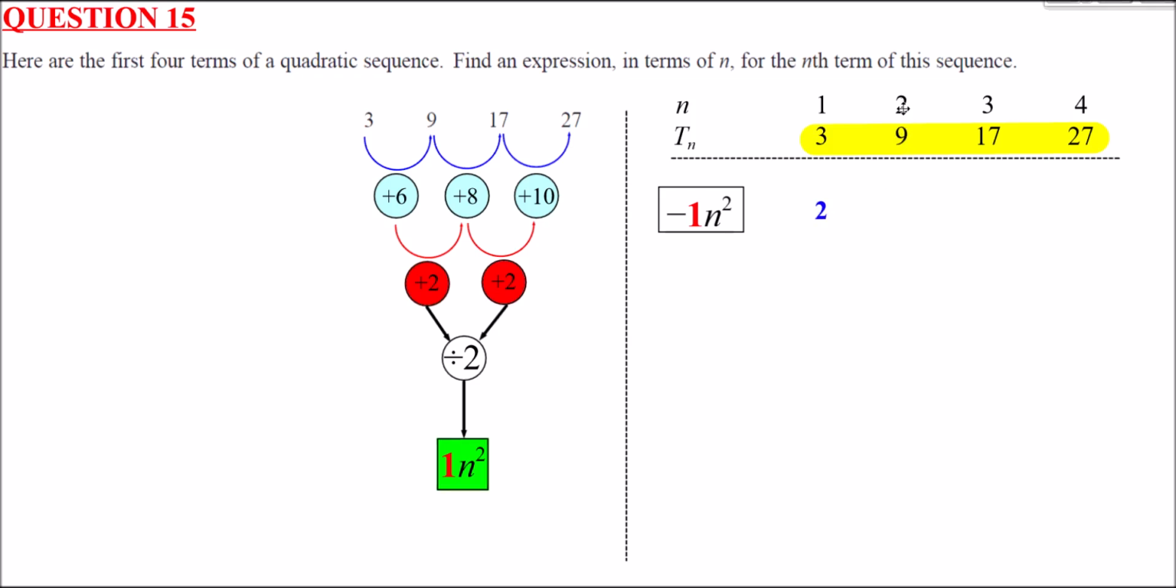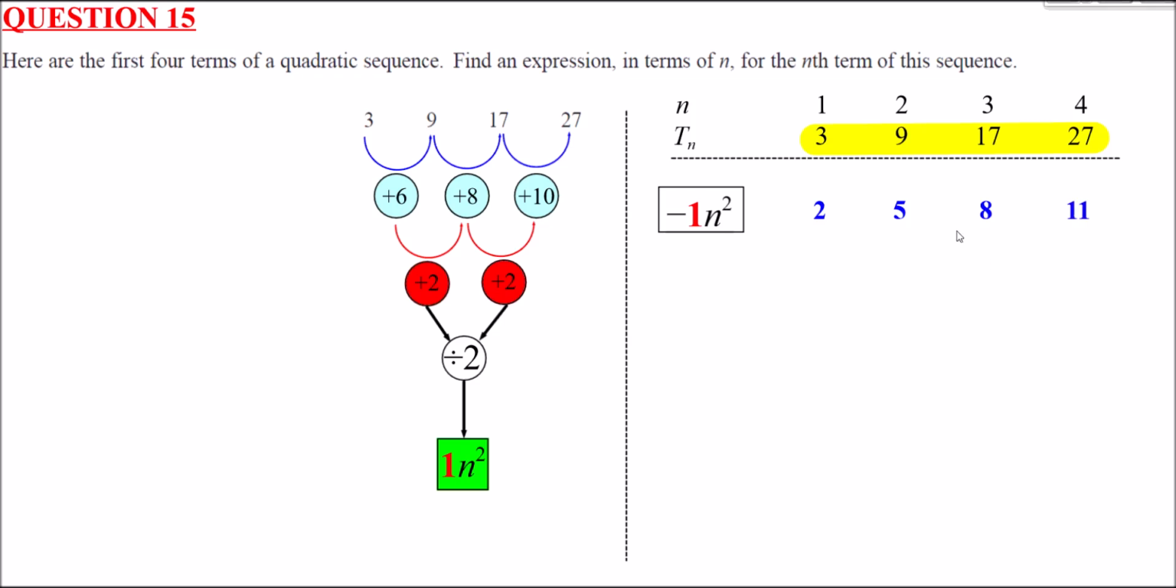When n is 2, I need to take away one lot of 2 squared. 2 squared is 4, so 9 take away 4 is 5. The third term, when n is 3, I need to take away one lot of 3 squared. One lot of 3 squared is 9. 17 take away 9 is 8. And in the same way, when n is 4, I subtract 4 squared from 27. 27 take away 4 squared is 27 take away 16, which gives 11.